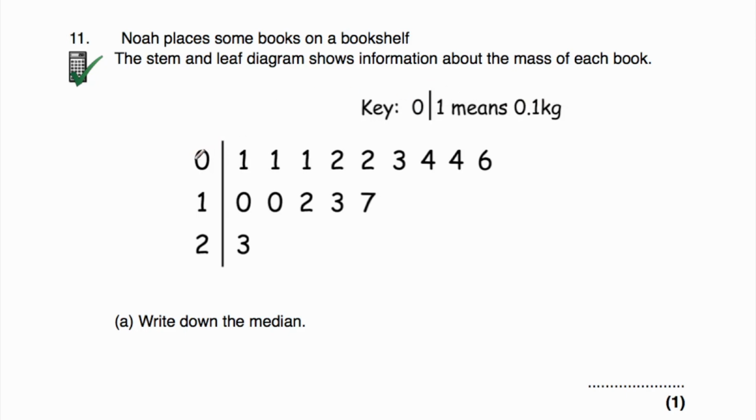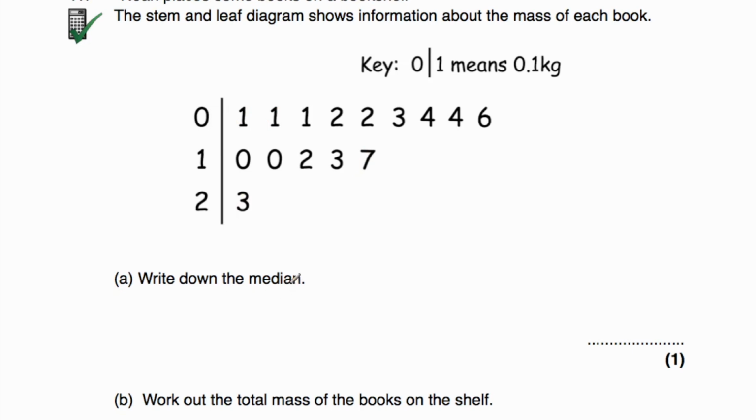So we've got 0.1 kilograms, 0.1, 0.1, 0.2, 0.2, 0.3, 0.4, 0.4, 0.6 kilograms. We've then got 1.0 or 1 kilogram, 1 kilogram, 1.2 kilograms, 1.3 kilograms, 1.7 kilograms, and finally 2.3 kilograms. Okay, and part A asks us to write down the median. So we need to work out the median. So we've got our stem and leaf diagram.